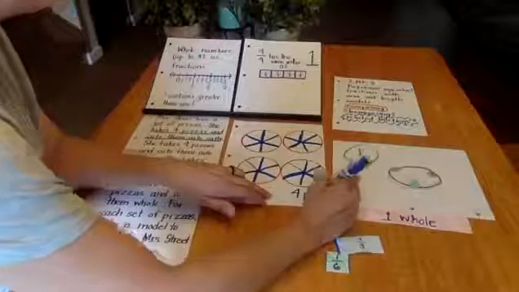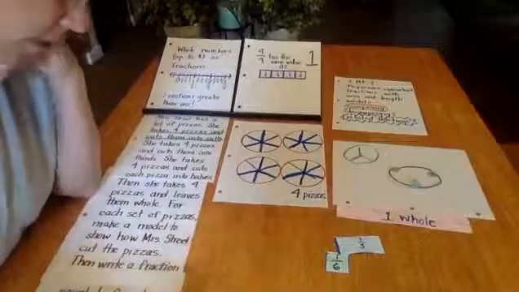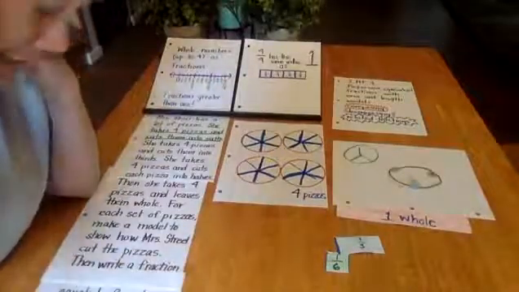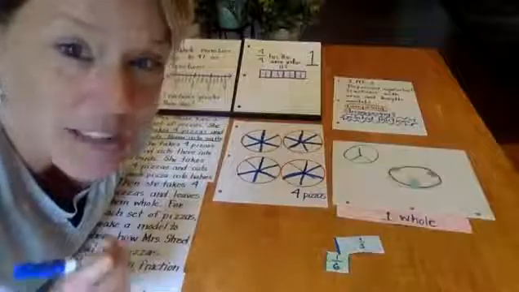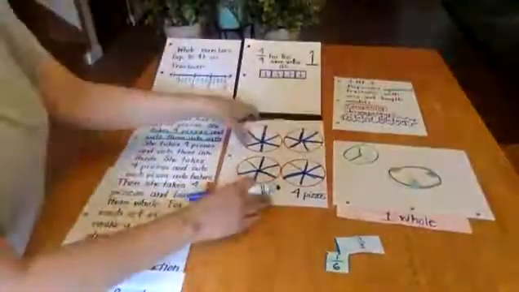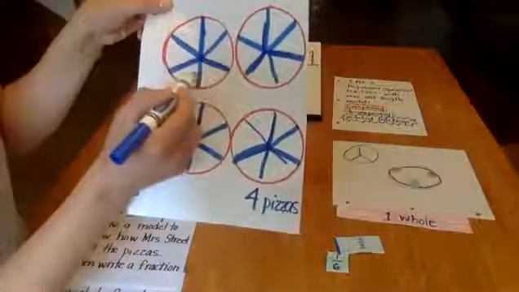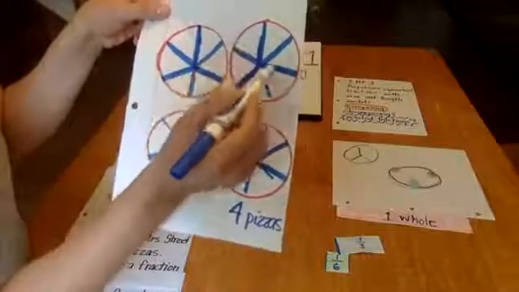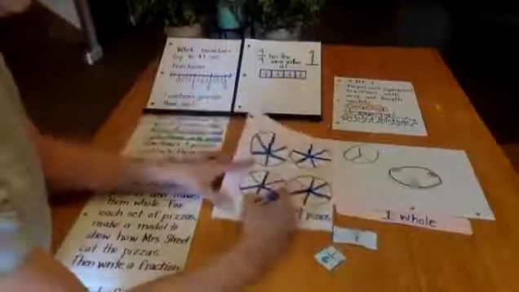Okay, and it wants me to write a fraction equal to the 4 to show the number of pieces compared to the size. So how many pieces of pizza do I have altogether? Let's count. I have 1, 2, 3, 4, 5, 6, 7, 8, 9, 10. You're like, Miss Street, stop. 6 times 4. How many is that? 24.